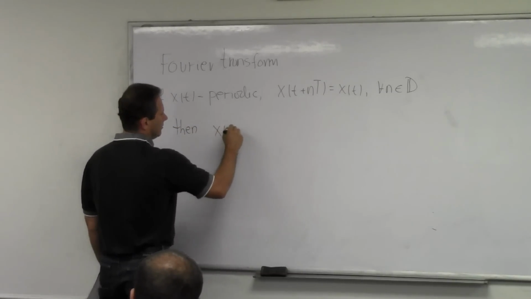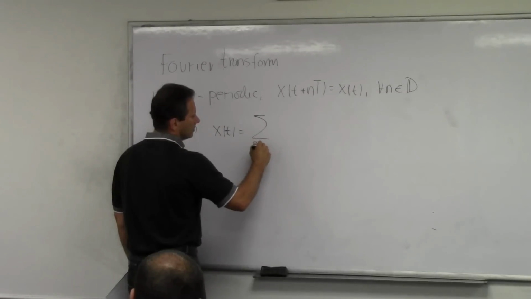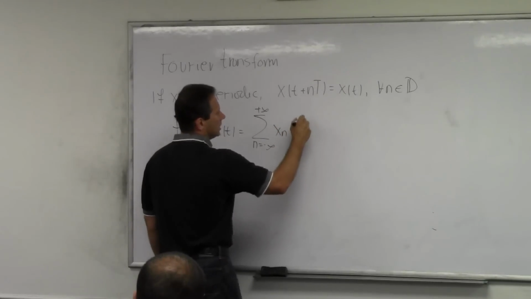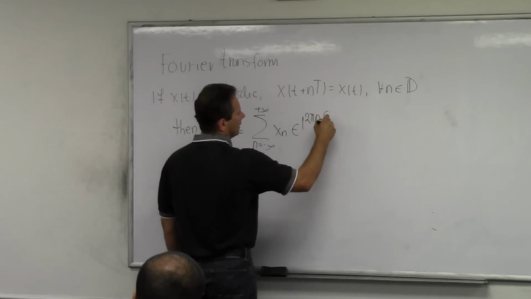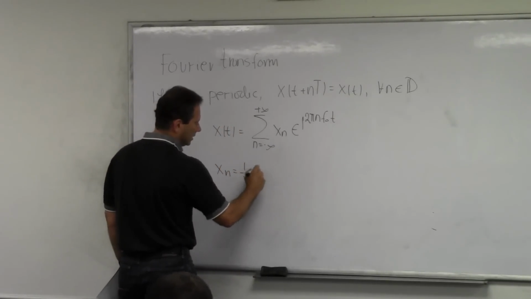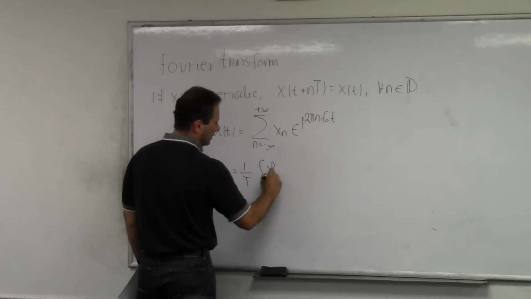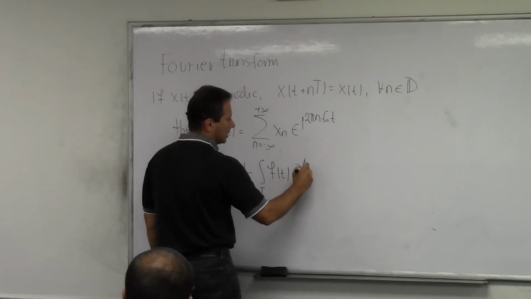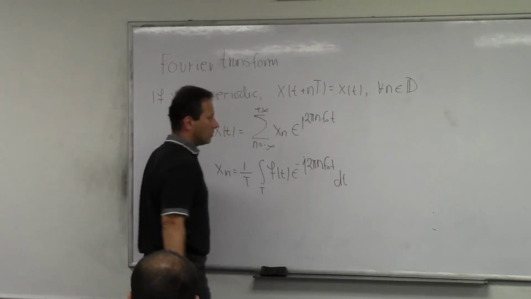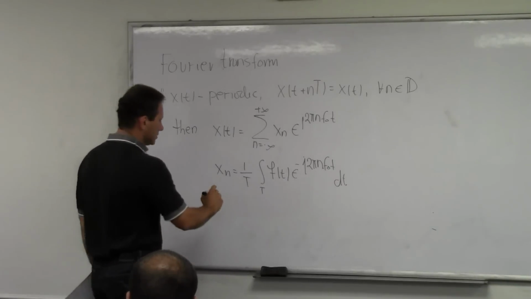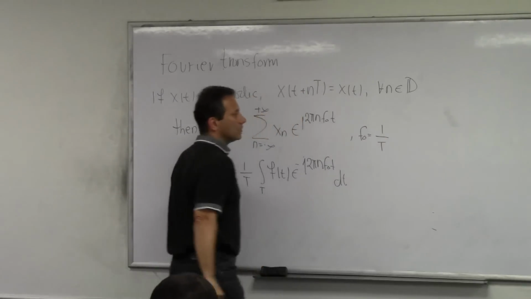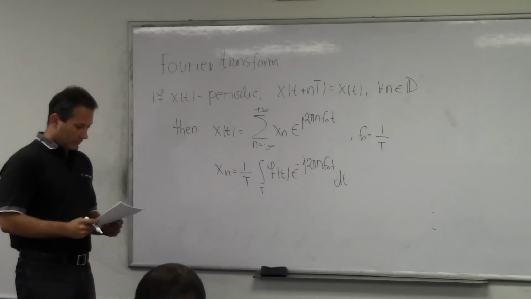x of t can be written as the sum, when n goes from minus infinity to plus infinity, of xn e to the j 2 pi n f0 t, where this xn was calculated as 1 over T times the integral over T of x of t e to the minus j 2 pi n f0 t dt. These were our complex coefficients. In these expressions, f0, which we call the fundamental frequency, is equal to 1 over T, where T is the period of the waveform.